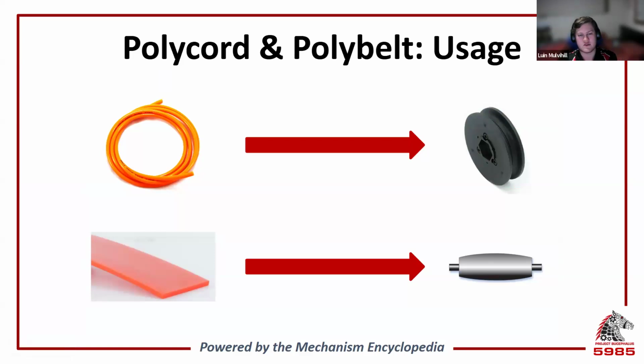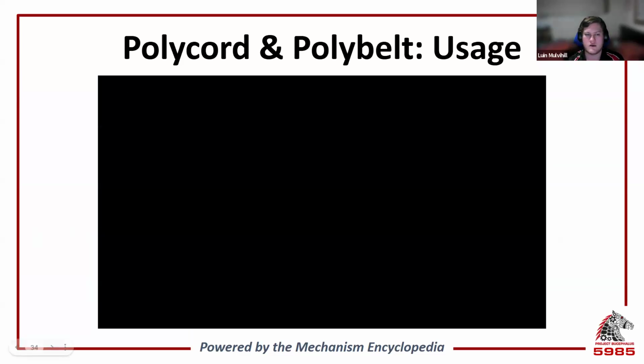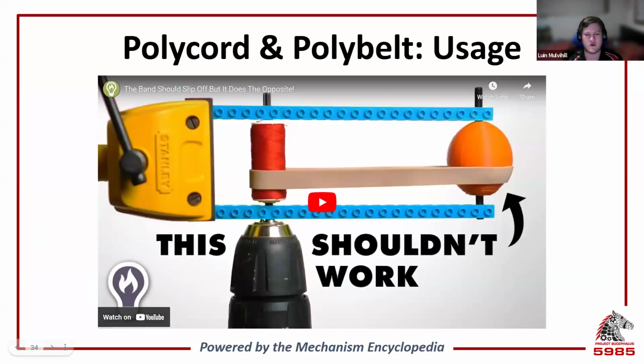Crown pulleys are used because they prevent the polybelt from bunching up or wandering off of the desired path and falling off the pulley. At a glance, this seems extremely unintuitive, but if you break it down, it actually makes a lot of sense. So we'll watch a short clip from this video by Steve Mould to find out why it does work.